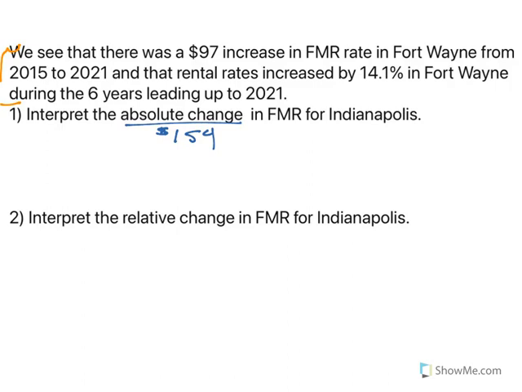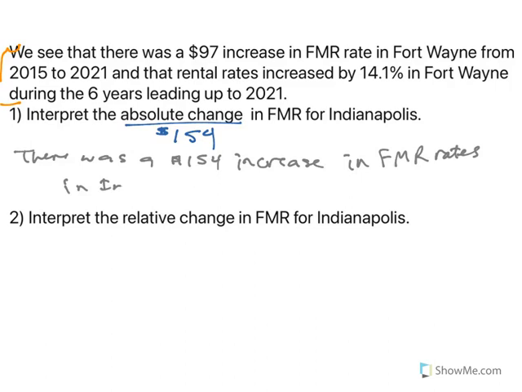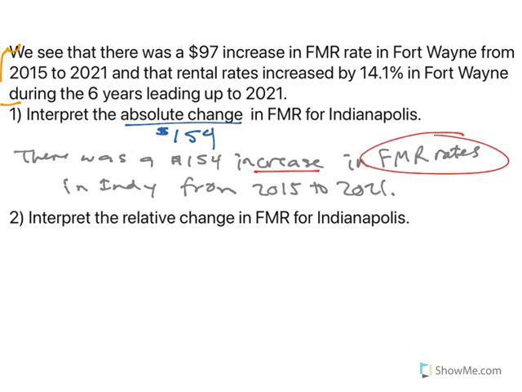So for the interpretation, we could say there was a $154 increase. We know it's an increase because this is a positive absolute change. So a $154 increase in fair market rental rates in Indianapolis from 2015 to 2021, right? Basically, you're just saying, what does that value represent? Is it an increase or a decrease? What are we talking about? Fair market rental rates, and when? So if you can give those three values in sentence form, you're pretty good to go.